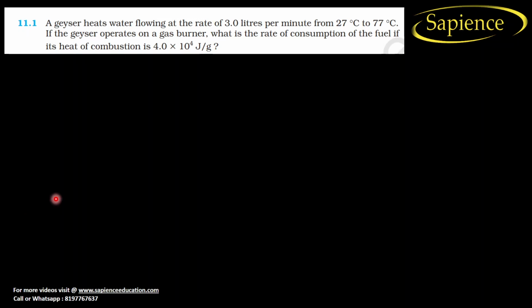It is asking: a geyser heats water flowing at the rate of 3 liter per minute from 27 degrees Celsius to 77 degrees Celsius. If the geyser operates on a gas burner, what is the rate of consumption of the fuel if the heat of combustion is 4.0 into 10 to the power 4?